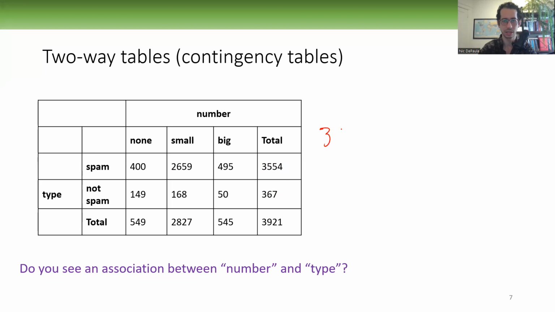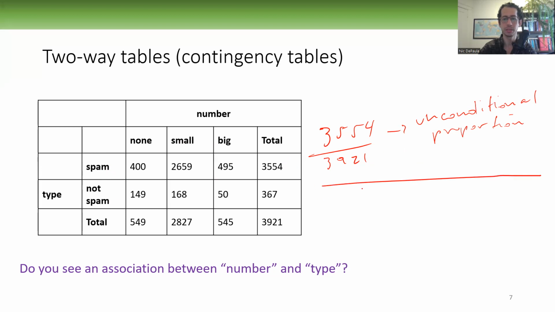So we had 3554 over 3921. And this is the proportion of emails that are spam. Maybe I'll call this the unconditional proportion. And that's just the proportion of spam over not spam in this particular data set, regardless of number present.